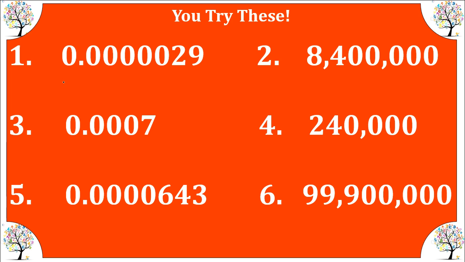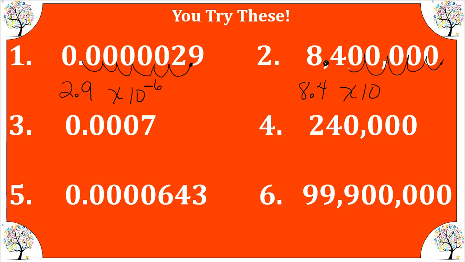Okay, number 1, we have 2.9 times 10 to the negative 1, 2, 3, 4, 5, 6. Number 2, we need the decimal to go from here to here. So 8.4 is our coefficient times 10 to the 1, 2, 3, 4, 5, 6.